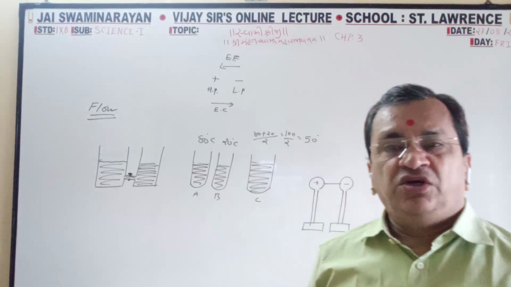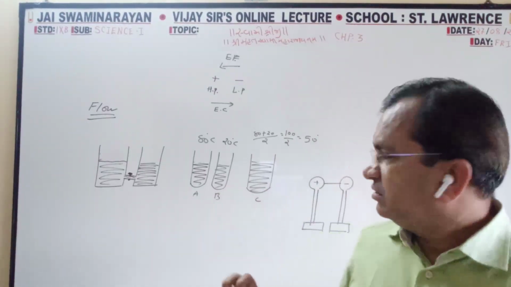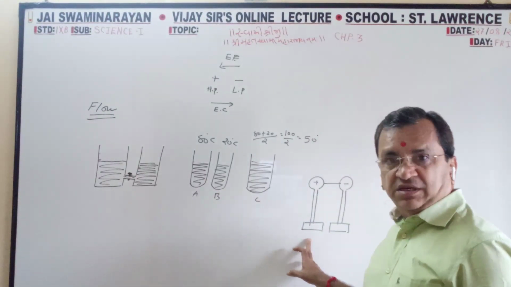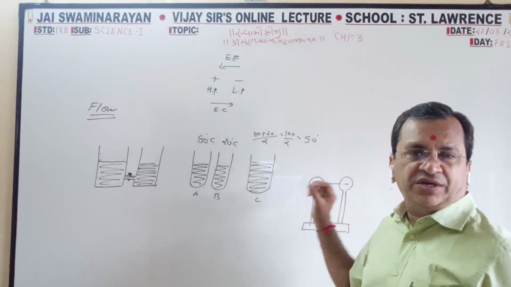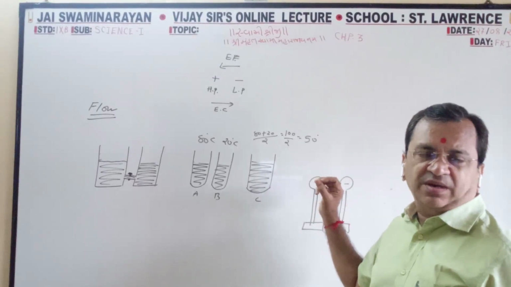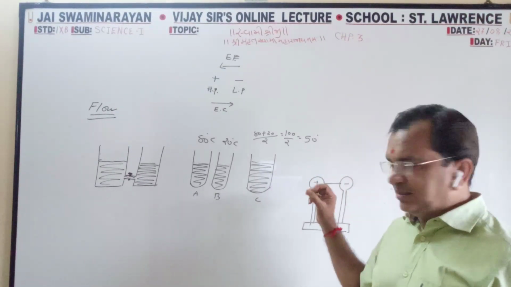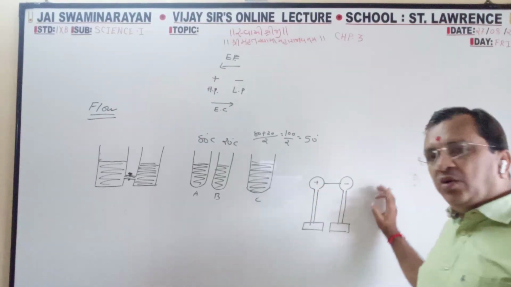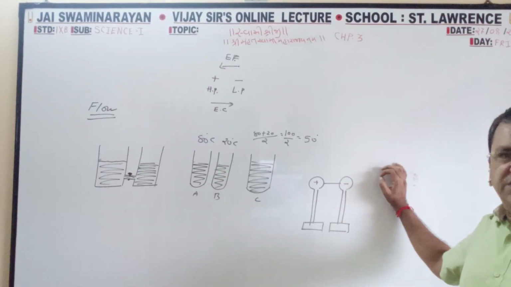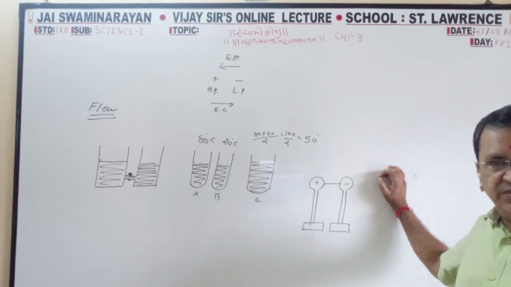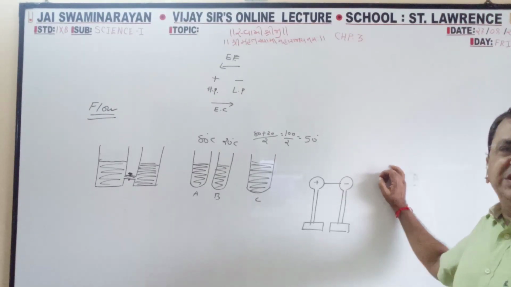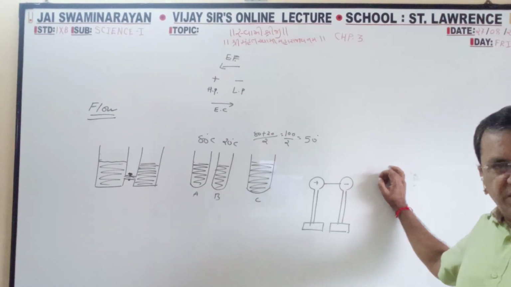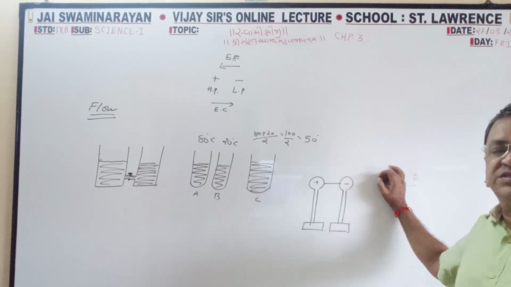First of all, potential is a level. The higher level is known as positive, higher potential. The lower level is lower potential, negative. Flow is always from higher potential to lower potential, always from positive to negative.